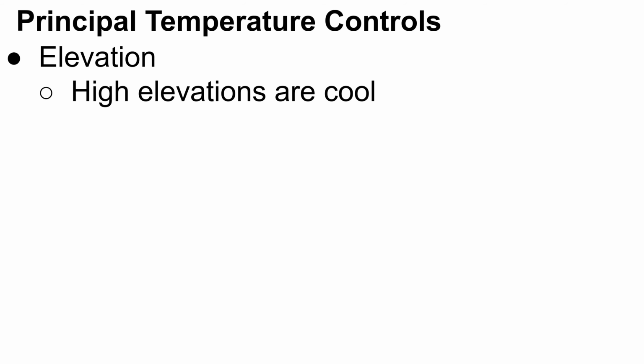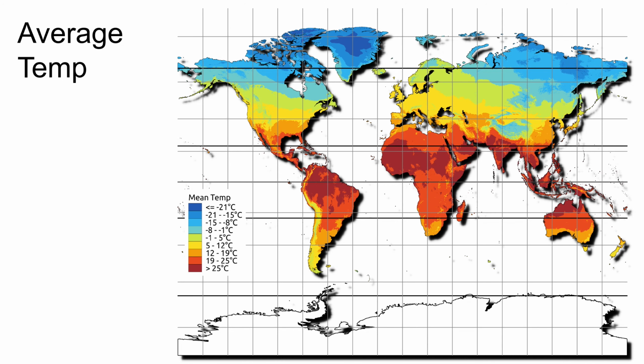Elevation. High elevations are cool. Average temperature. So looking at average temperature, you can see, for example, across the plain states where everything's flat, it's predominantly latitude, hot to cold, combined with elevation.